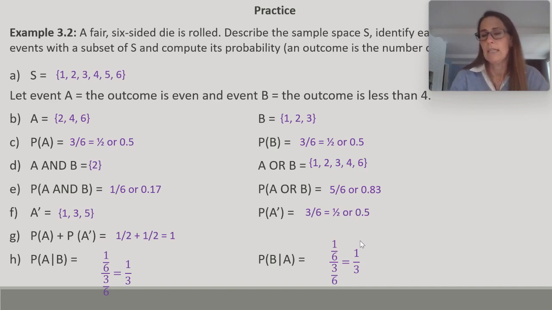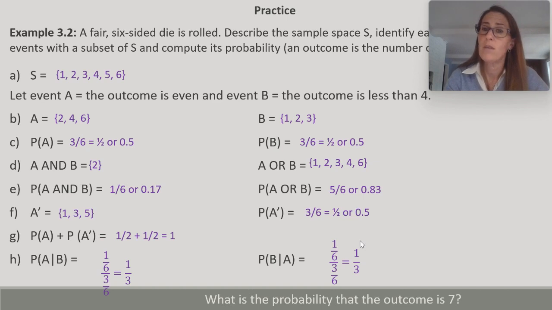So, what is the probability that the outcome is 7? Well, it's going to be 0 because there is no 7 on a 6-sided die. So that is the end of the video on section 3.1, which was probability terminology, but really was basic ideas in probability.